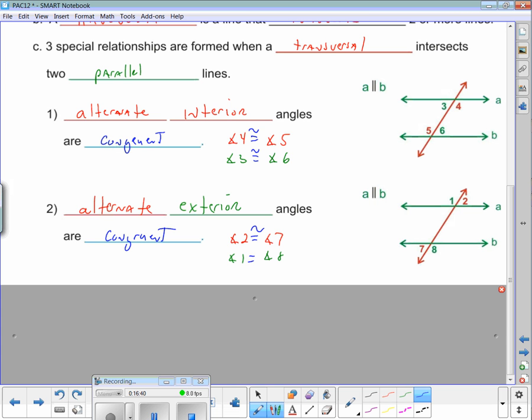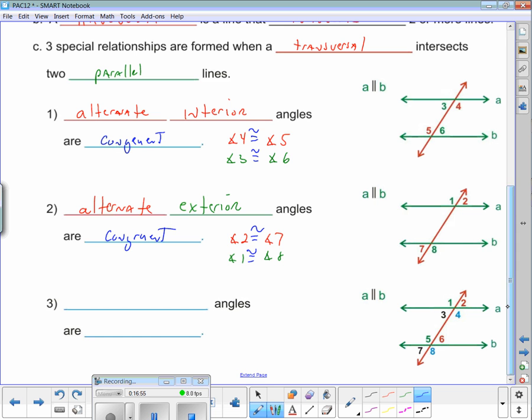They're on the outsides of the parallel lines. They're in the exterior of the parallel lines. Alternate because they go on alternate sides of the transversal, and exterior because they're in the exterior. I need to make this bigger so we can see.